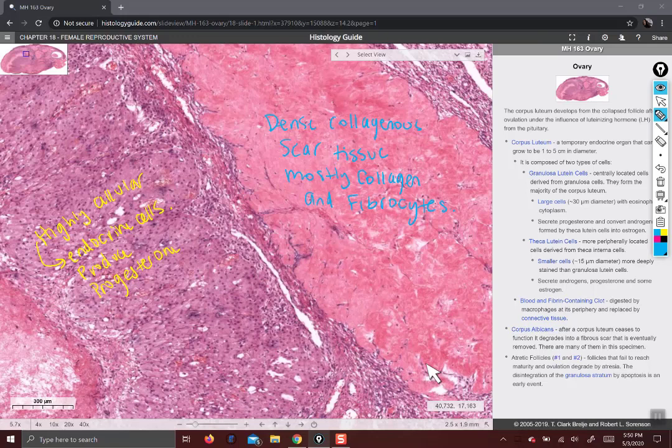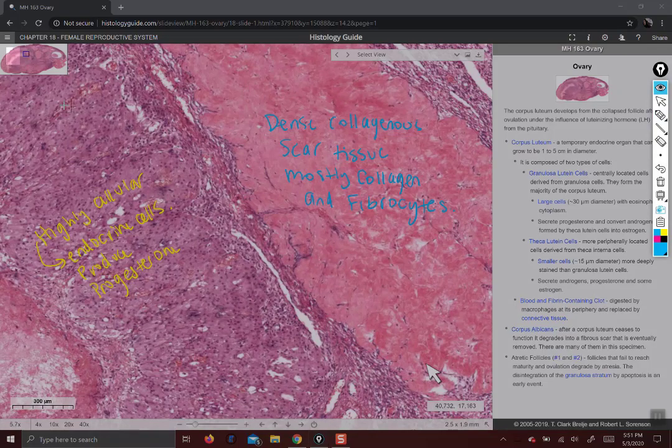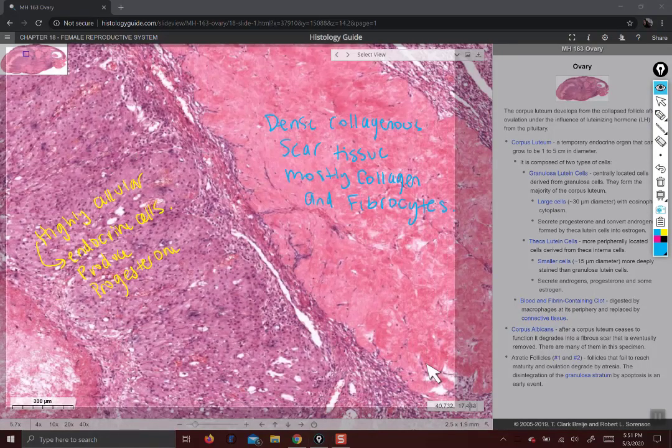The corpus luteum is capable of producing endocrine secretions that can sustain a pregnancy, and the corpus albicans can do none of those because it's just a scar on the ovary. That's all it is. Scar tissue does not have any endocrine function. So let's take a quick snap of that, and then we'll go on to the oviduct.